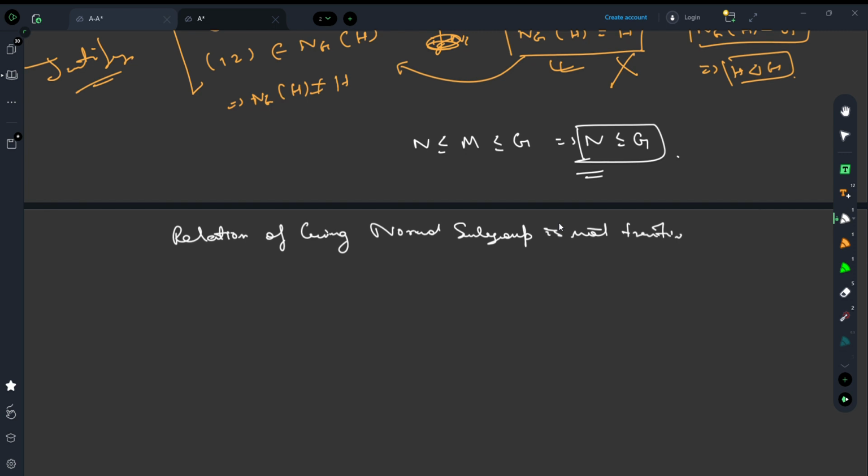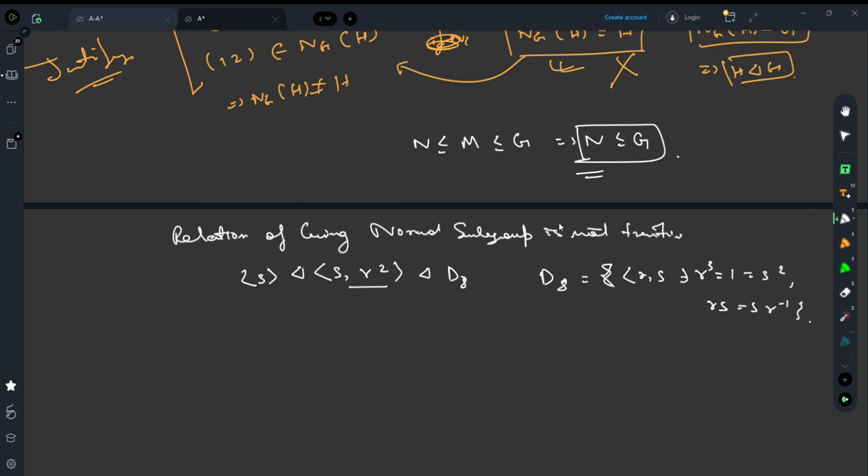Now if I talk about an example, then you can justify this yourself, that the subgroup generated by S is normal in the subgroup generated by S and R squared, and this is indeed normal in D8. So if you quickly recall D8, then it consists of the elements R and S, right? Which obey the conditions that R cubed must be 1, S squared must be 1, and RS must equal R inverse S. And geometrically, the element R represents a single rotation from vertex to vertex anti-clockwise. You might think of it like that.